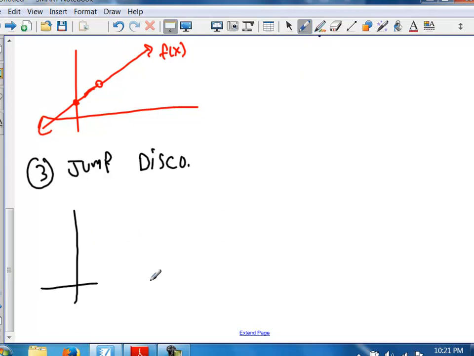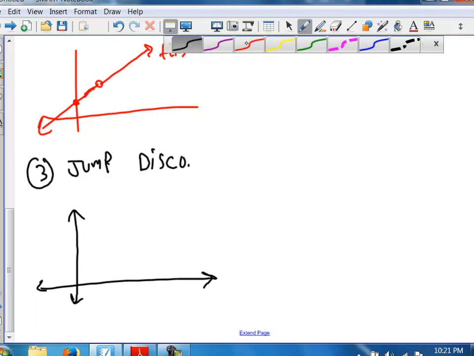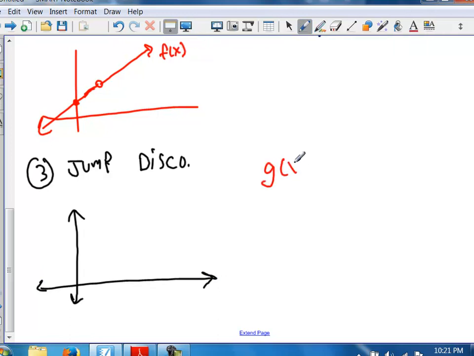So we have a graph, and we want to say, let's say the following. Let's keep it simple here. g of x, we'll say g of x this time, is equal to x squared plus 1 if x is greater than 2, and then negative x plus 3 if x is less than or equal to 2.